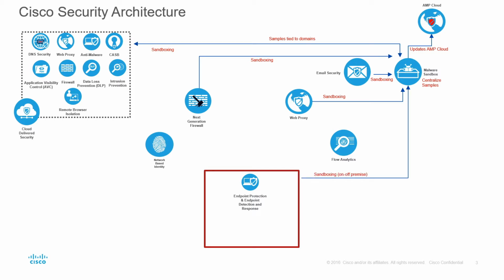Now, another key element is sandboxing. Anything that needs to be sandboxed can be sent to the centralized malware sandbox. And you can see what's happening here, whether it comes in email, web proxy, in the cloud, across a next-gen firewall, or from the endpoint. It's all going to be centralized if sandboxing is required.